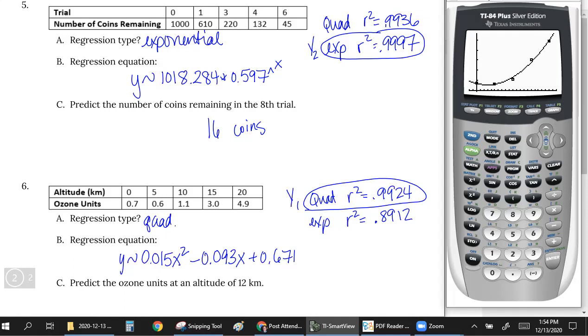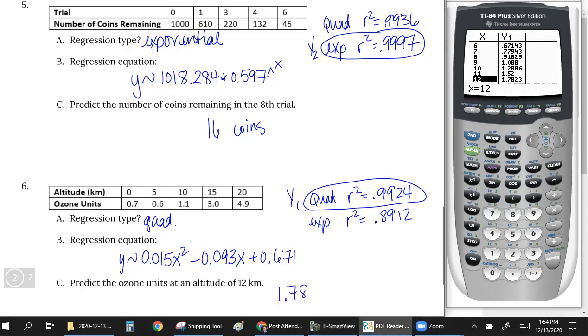And so now to look at the value, if we're going to predict ozone units at an altitude of 12 kilometers, look at your table of values, which you get to do by second graph. And so I don't see 12 on here, but if I scroll down, there's my value for 12. So our ozone units are going to be approximately 1.7823 ozone units.